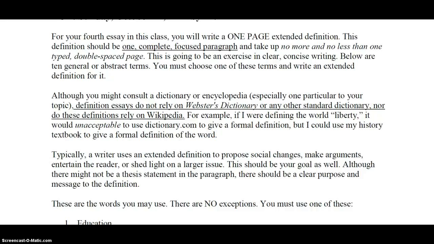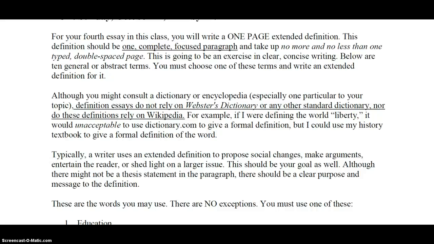For example, if I were defining the word, oh sorry, there's a typo, not the world, the word liberty, it would be unacceptable to use dictionary.com to give a formal definition, but I could use my history textbook to give a formal definition of the word. So I'm wanting you to be more specific. I don't want you to just go to the nearest website or Google to get your definition. If you're defining a term, try to find a specific definition from something that would give it meaning.